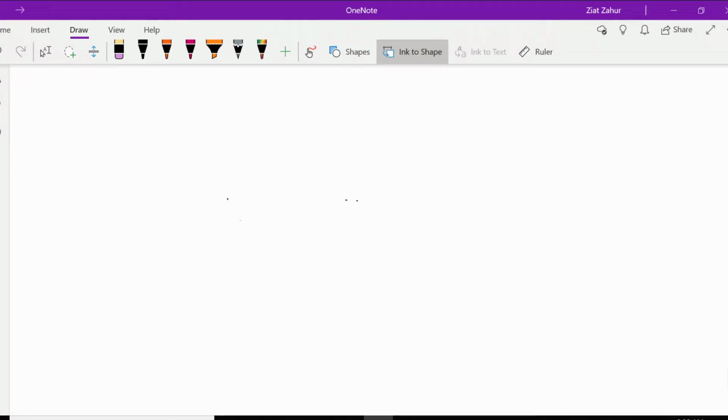Ink to shape. Again. Come on, ink to shape. There we go. Why is it smaller? I don't like it. Okay, that's good enough. Plus, minus.